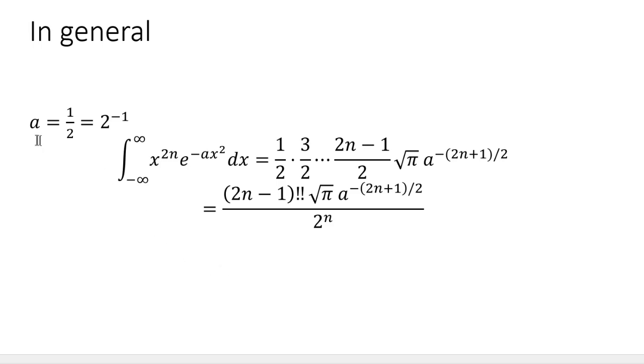And then the next is you can also use a as 1/2 because you want to work with the statistician's e to the negative x squared function. So we actually want to get something that's related to the standard normal distribution. And in that case, what happens is that if you plug in 1/2 here, then that's like plugging in 2 to the negative 1 power, which is 2 to the positive 2n plus 1 over 2. So this will be 2 to the positive 2n plus 1 over 2.